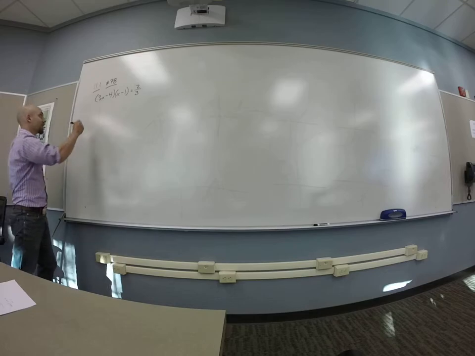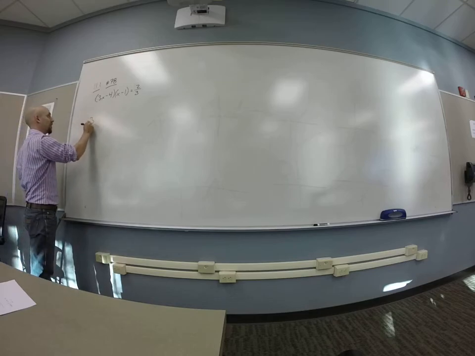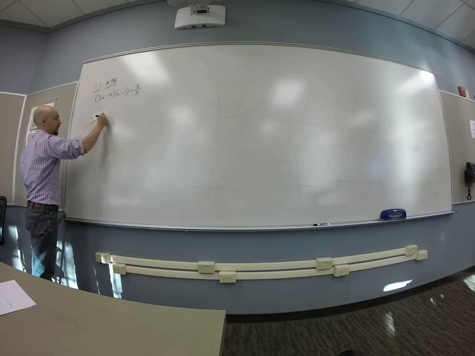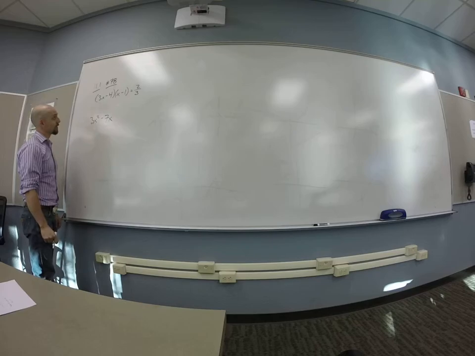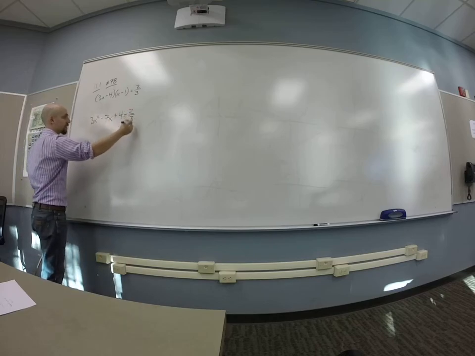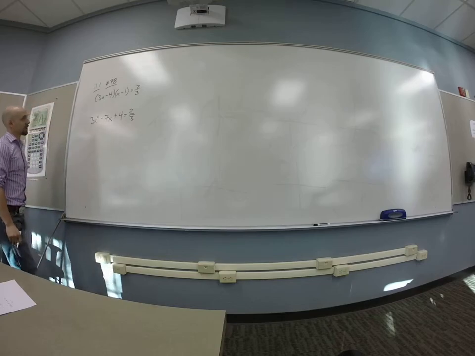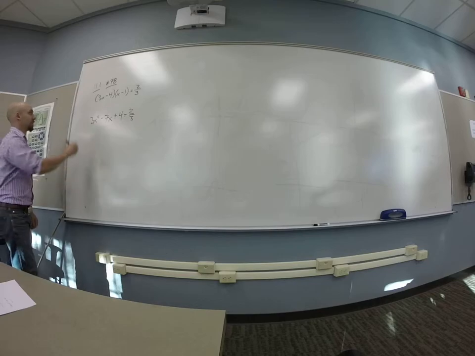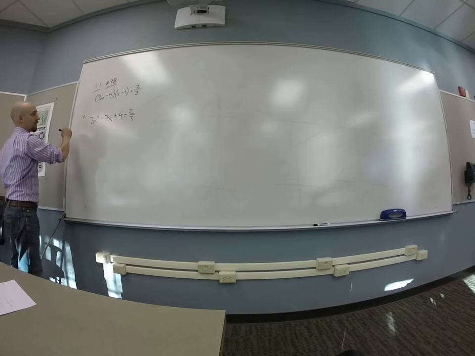What do I get? 3x squared minus 7x. Okay, minus 4x minus 3x plus 4. Plus 4 is 2/3. Yes. Okay, so then what? I want to rewrite the 4s in thirds.